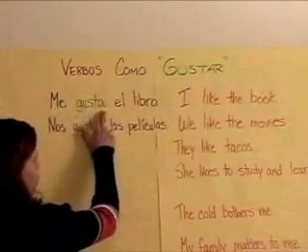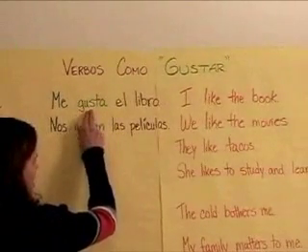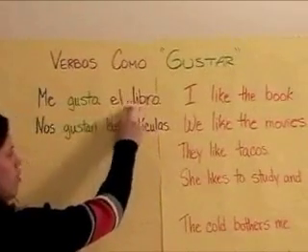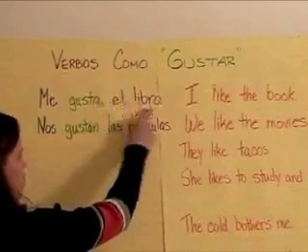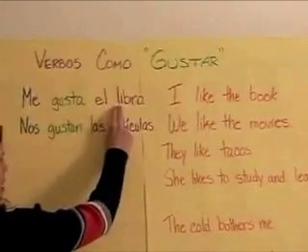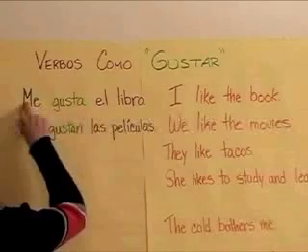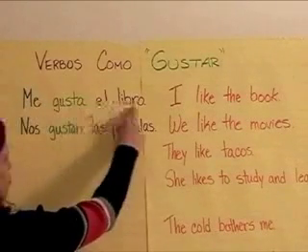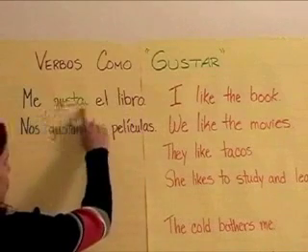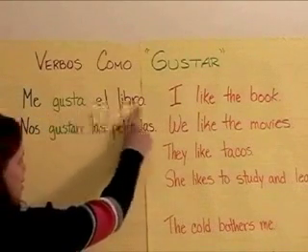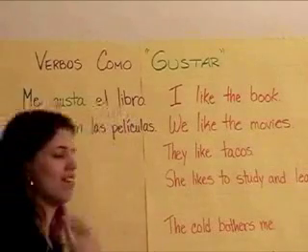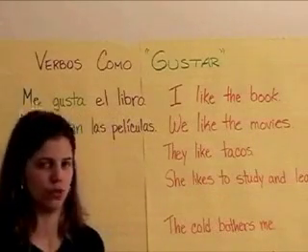If you notice, gusta is conjugated where el libro is the subject. So really, the subject of the sentence is el libro. El libro pleases me, or el libro is pleasing to me. So this is your subject, and the verb, gustar, conjugates based on this subject, or what it is that you like. So you have to kind of think of it in reverse order.